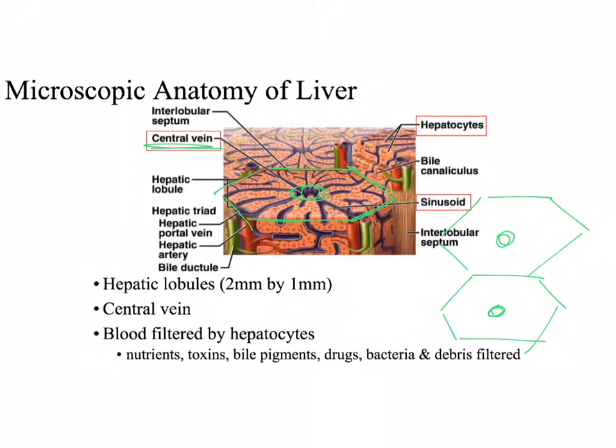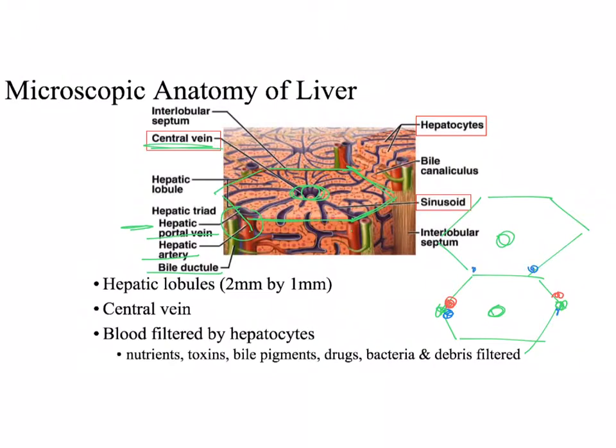Now in the corners of them you're going to have three vessels. So you're going to have a hepatic portal vein, a hepatic artery, and a bile ductule. So 3 things. So blue, red, green at the corners of each of these. So I could make it red, blue, green, or green, red, blue. So it's going to be at every corner.